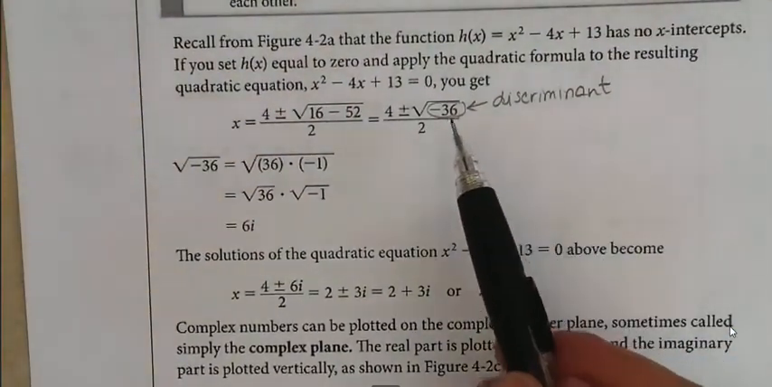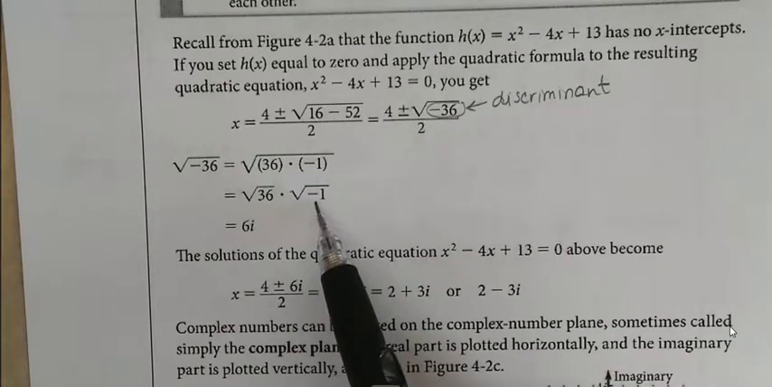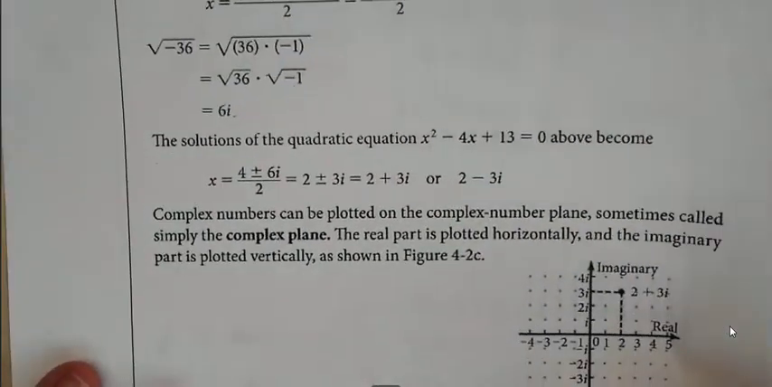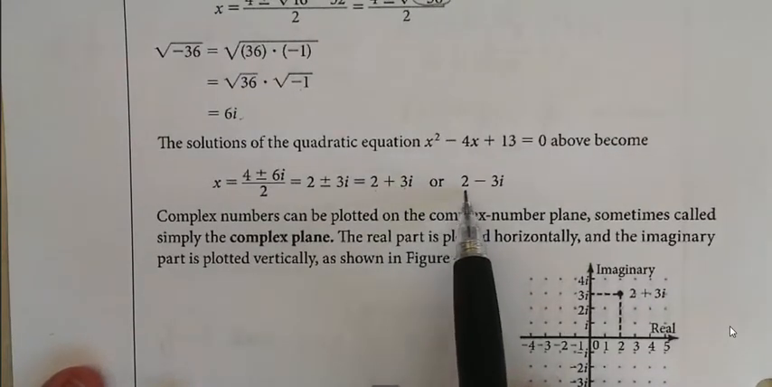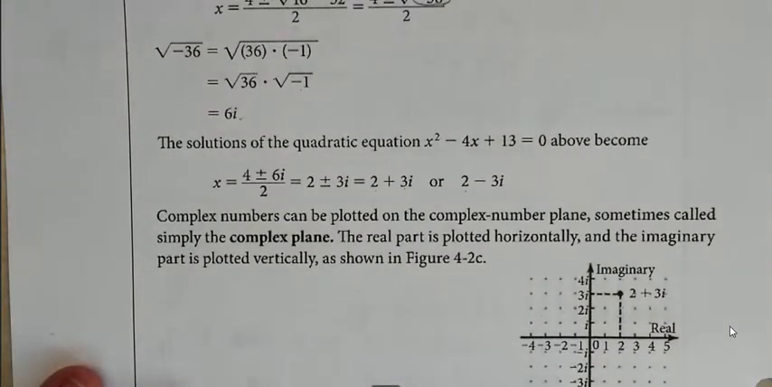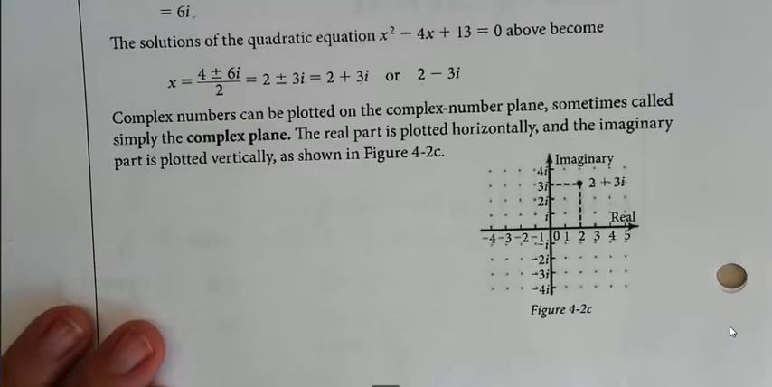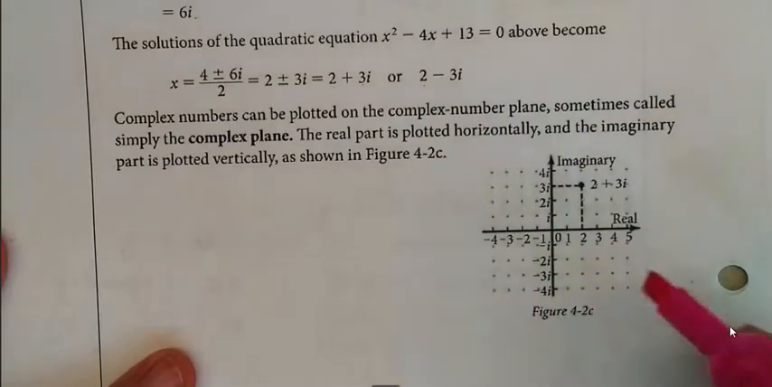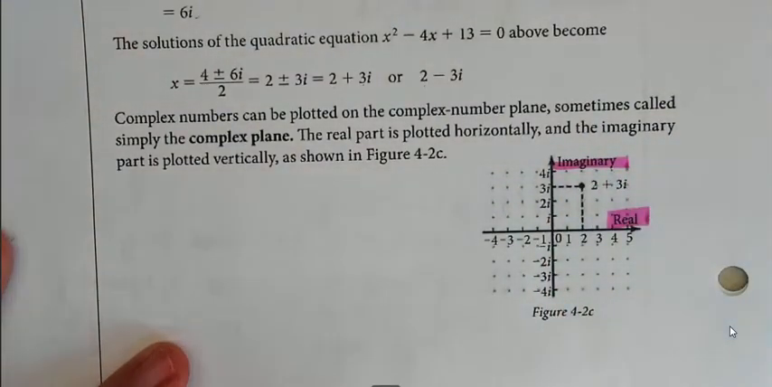Now, how do we handle that? Well, that's the same thing as 36 times -1, and the square root of -1 is i. So really the solutions to this quadratic equation are 2 plus 3i and 2 minus 3i. Notice those are complex conjugates. I wouldn't be able to graph this in the real plane, but I could graph it in the complex plane. If you remember, the complex plane has two axes, but they're not x and y, they are real and imaginary.